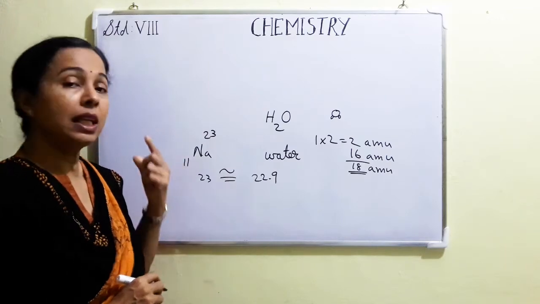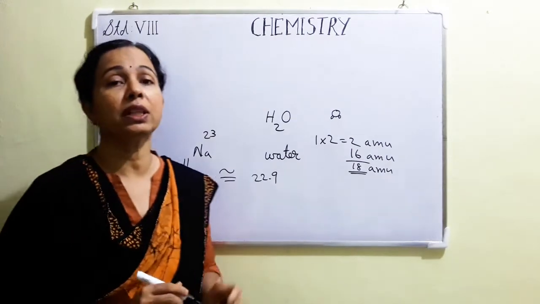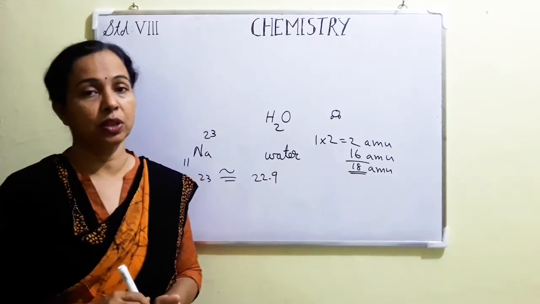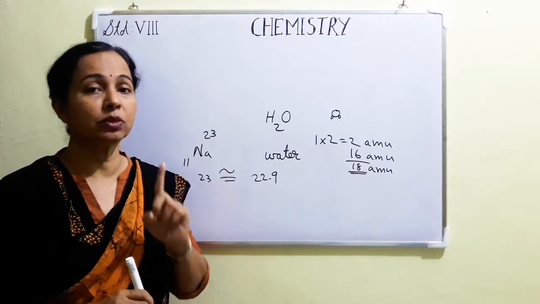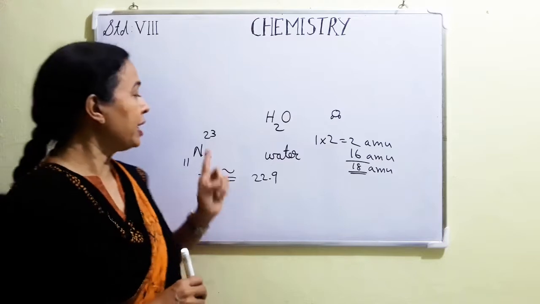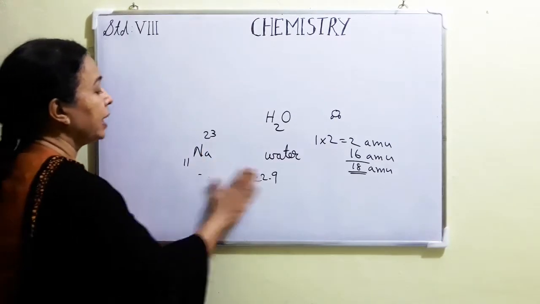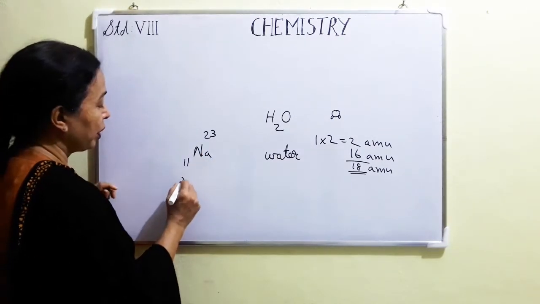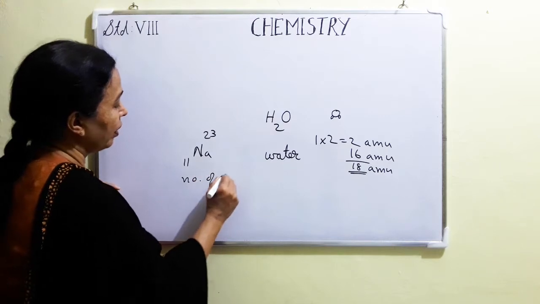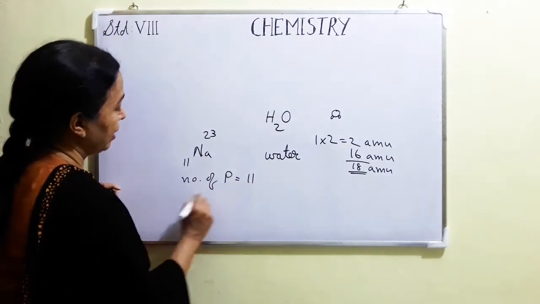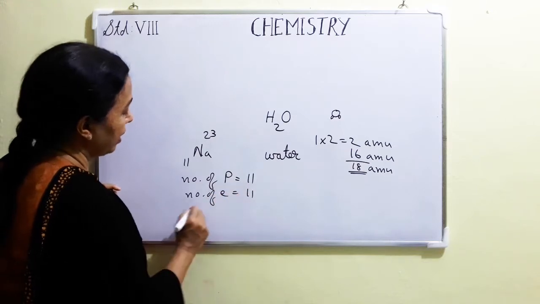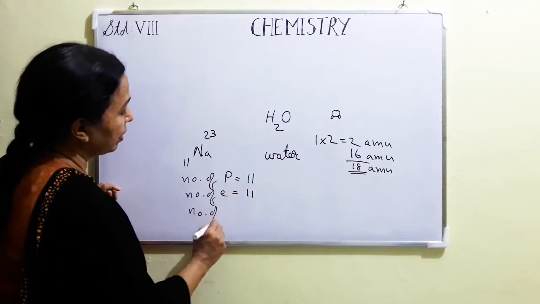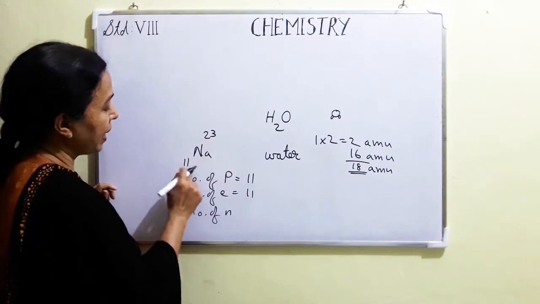You know that inside the atom, in the nucleus, there are protons and neutrons. Each proton, each neutron has mass 1 AMU. Okay. So in this particular case, in the case of sodium, number of protons equal to 11. Number of electrons, that also equal to 11. Number of neutrons is equal to 23 minus 11.